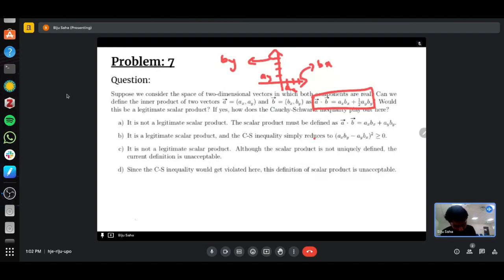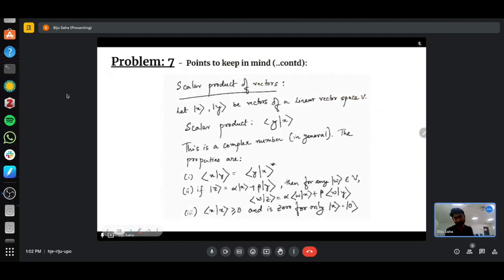Before going into how to solve the problem, let's first check what the scalar product of vectors essentially means. Inner product and scalar product are essentially the same thing. For a scalar product to be legitimate, or valid, it has to obey certain criteria again.